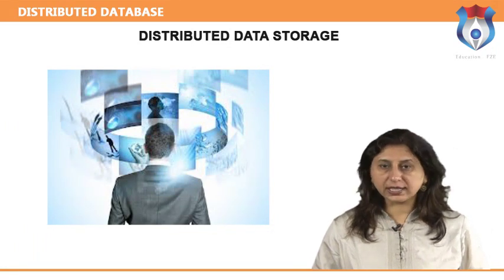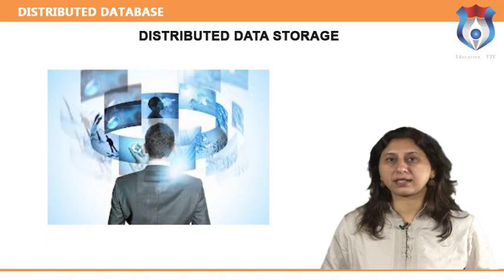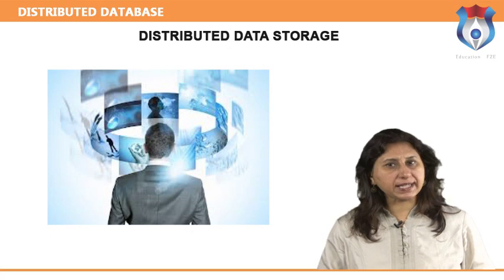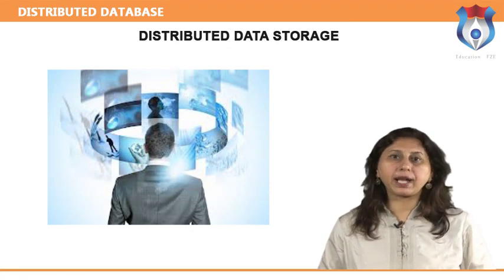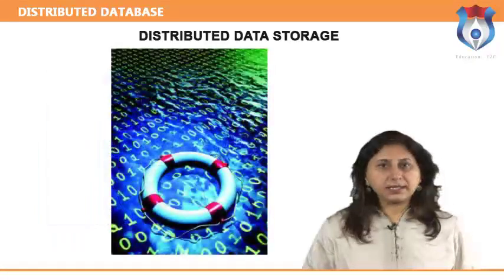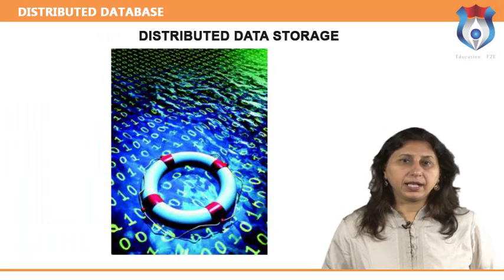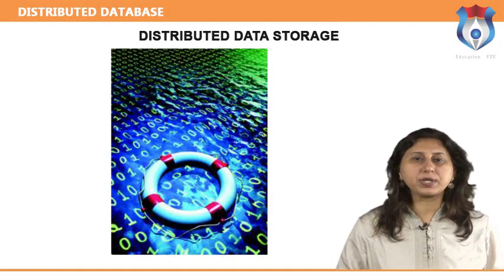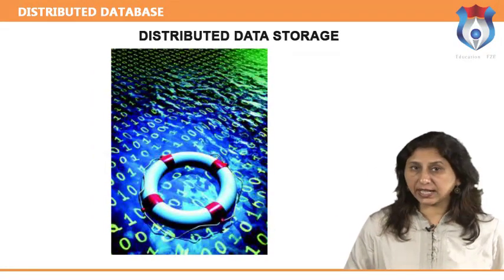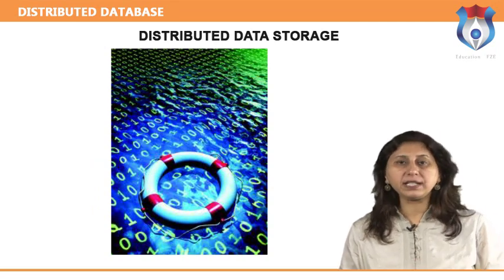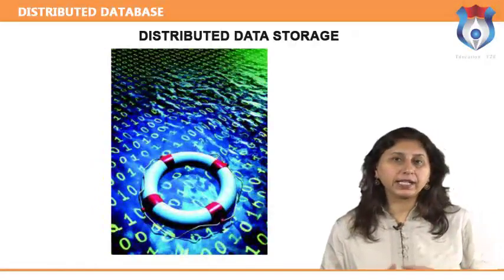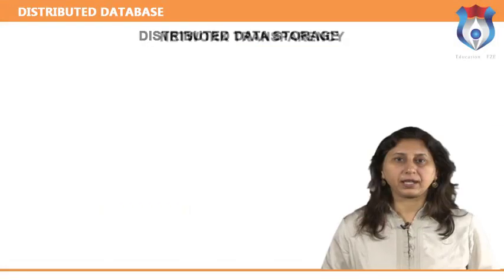Vertical and horizontal fragmentation can be mixed. Fragments may be successively fragmented to an arbitrary depth. Data transparency: the degree to which a system user may remain unaware of the details of how and where the data items are stored in a distributed system.